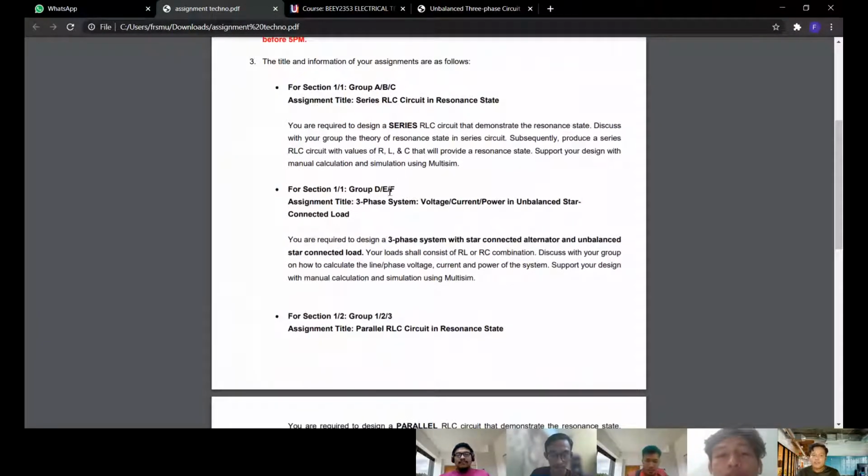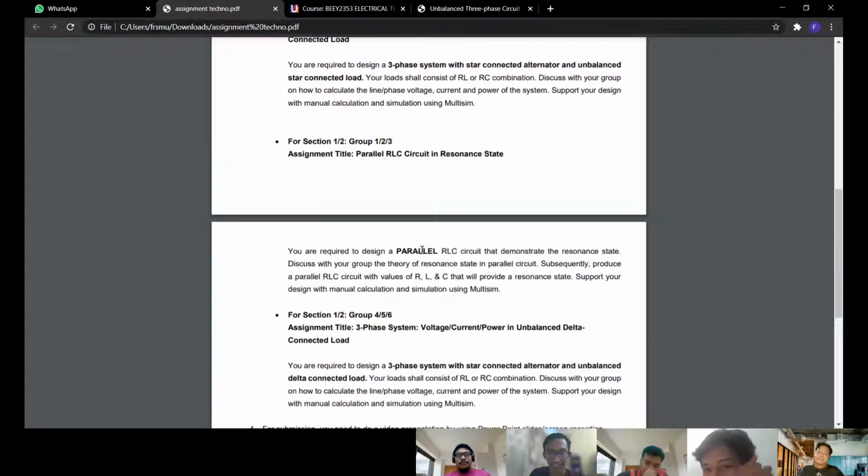So for section 1.1, we are group D, right? Yeah. The assignment title is three-phase system, voltage or current or power in unbalanced star connected load. So we are required to design a three-phase system with a star connected alternator and unbalanced star connected load. Your load should consist of RL or RC combination. Discuss with the group on how to calculate line and phase voltage, current and power of the system. Support the design with manual calculation and simulation using Multisim. Okay, that's clear.